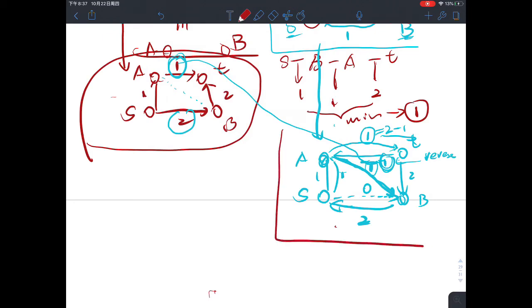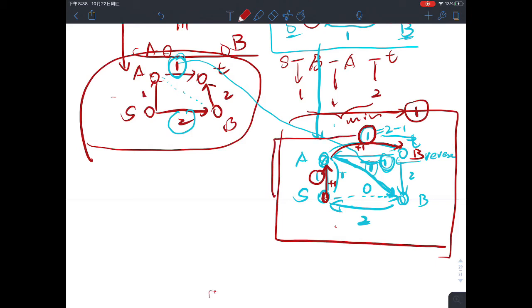If I run an ST connectivity algorithm on this graph, the only remaining path I can find is from S to A to B. Again, the capacity for both edges in the residual graph is 1. That basically means that I can only push 1 unit of flow over here. So after I add 1 unit of flow here, and 1 unit there, eventually I'm going to come up with this graph.